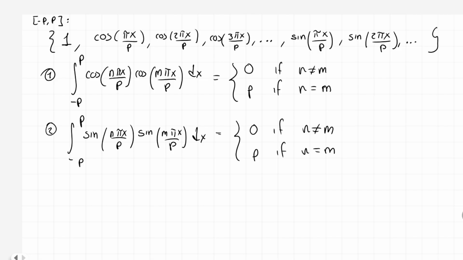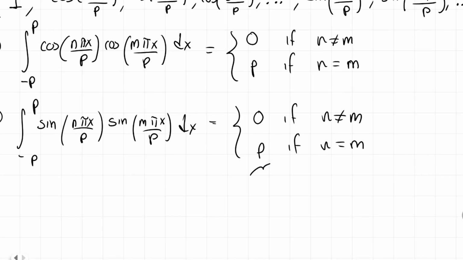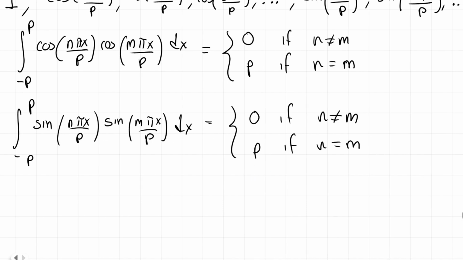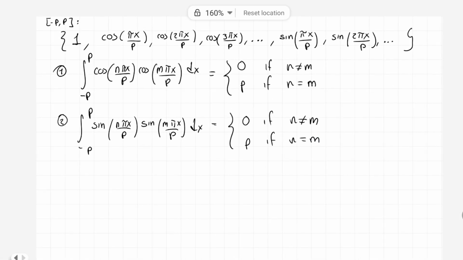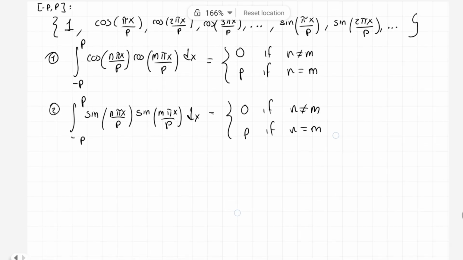Remember that to have something different from 0 in the inner product, we need the two functions to be equal. That's why we get p only in the case where we have the same function, for example sine of n pi x over p times sine of n pi x over p. But if n is different from m, we have two different functions, so that is 0. It's just like the orthogonality condition.